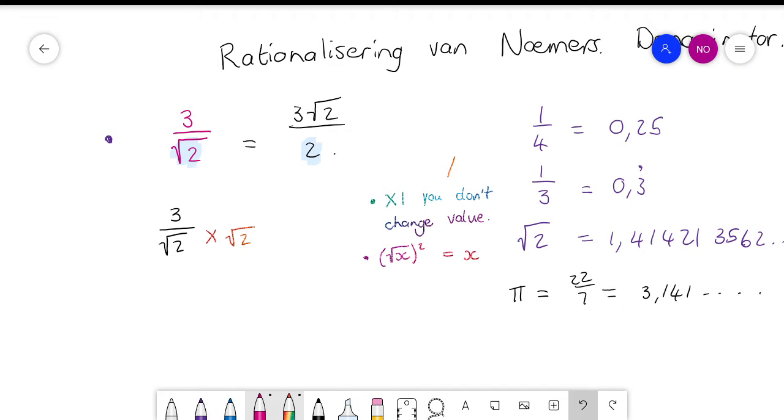That's not 1. But how can I change it to 1? Like that.